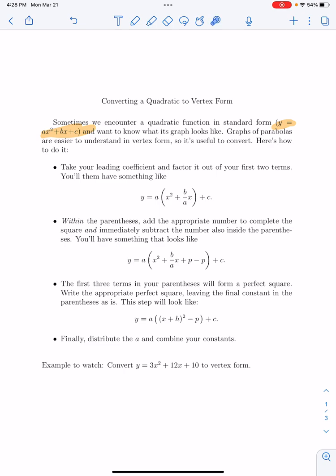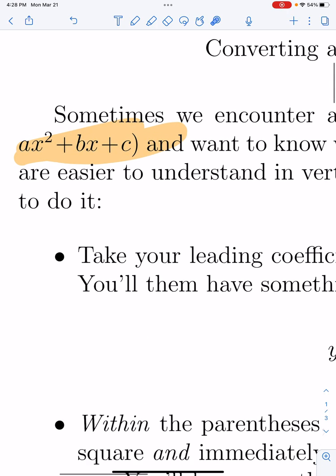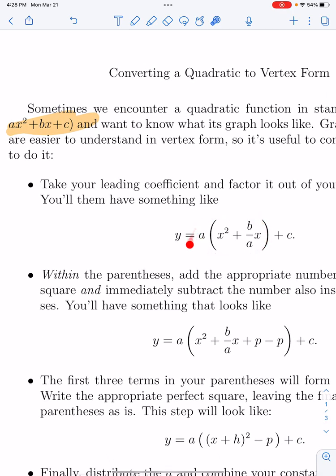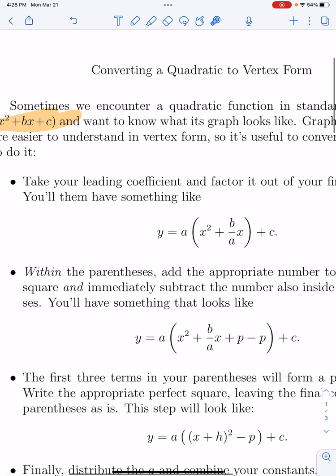If we have some quadratic in the form ax squared plus bx plus c, the first thing we're going to do is look just at these first two terms, the x squared term and the x term, and we'll factor out the leading coefficient from both of them. So that would look something like so. The third thing, the c, just leave that as is. And you can see if I distribute it, I have ax squared, and then a times b over a would be bx.